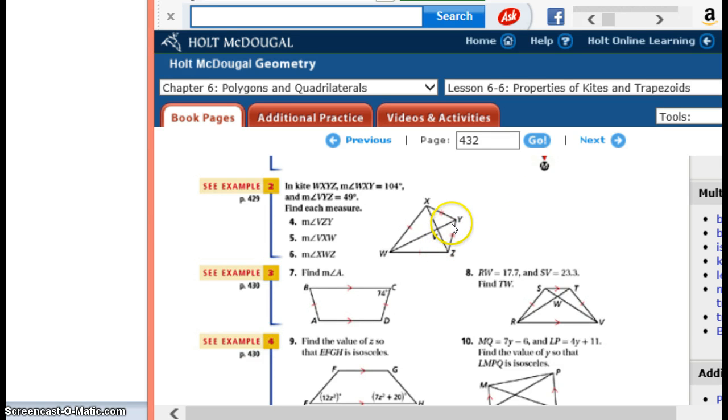We know this angle. We know this angle and this angle. So by SAS, we know this angle. So we make that 180 and find this angle. So we subtract that from 104, because this angle right here is 104. And we just subtract. Okay? Got it?